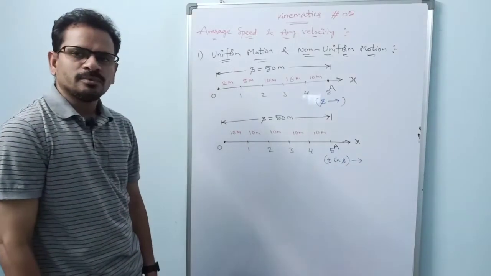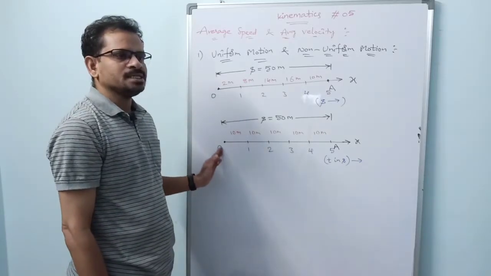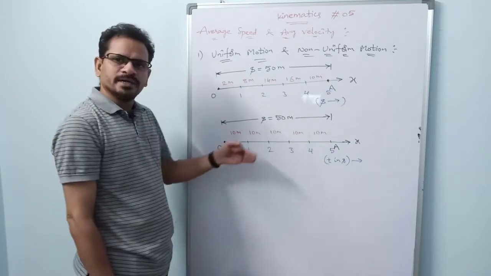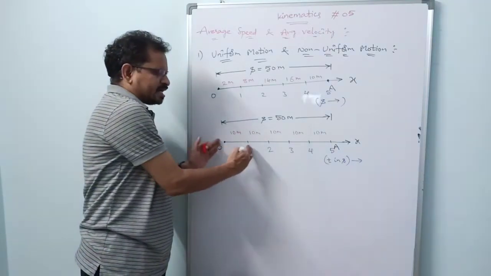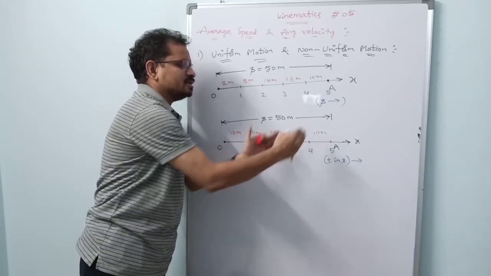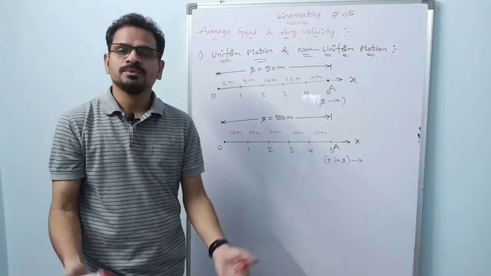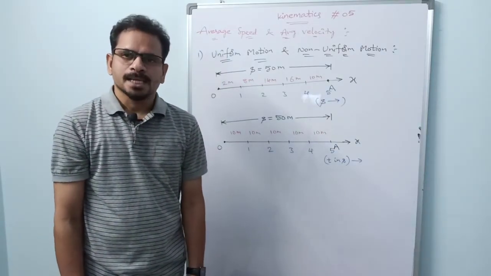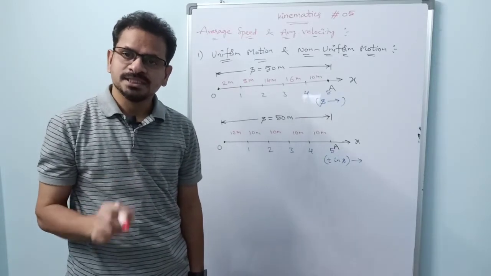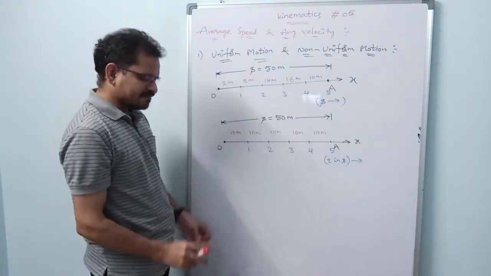Now, what type of motion is this? Is it non-uniform motion or uniform motion? This is uniform motion. So how can we define uniform motion? In equal time intervals, if equal distances are covered, then such a motion is called uniform motion. Okay, but is this definition enough? Is it sufficient? Is it perfect? No. Why is it not perfect? Let me explain.